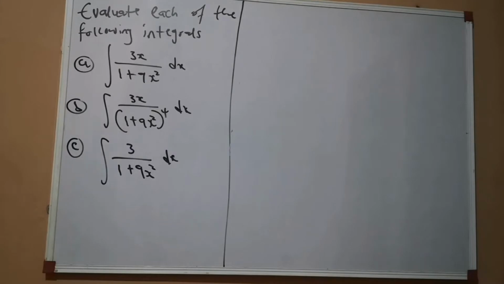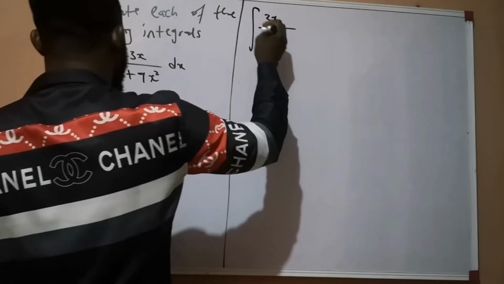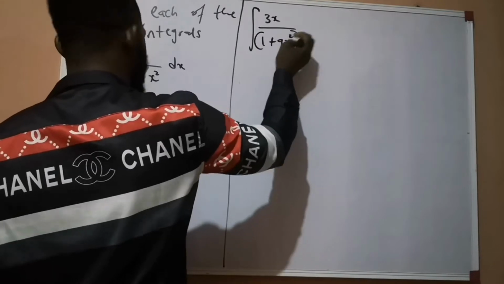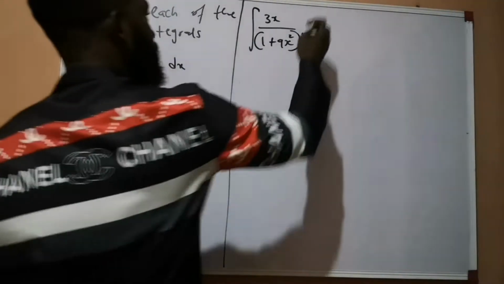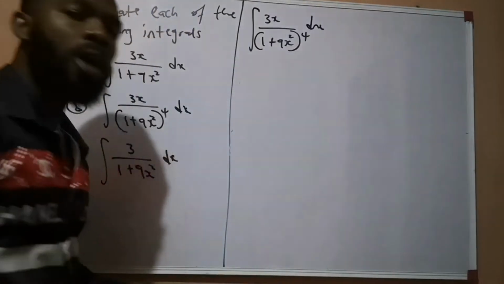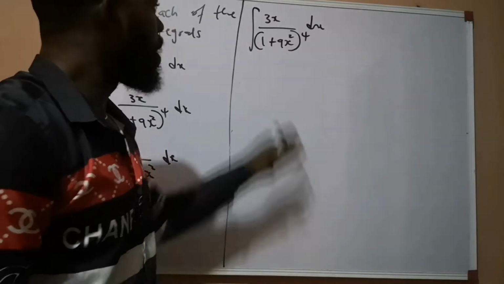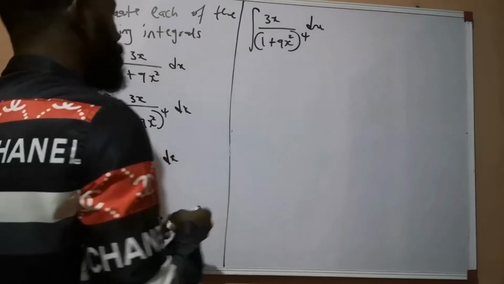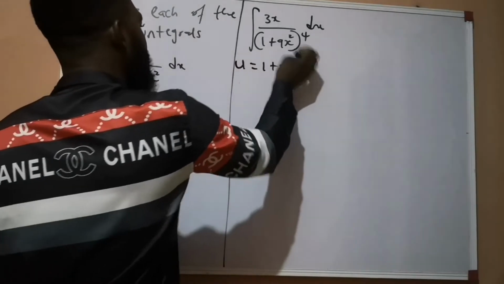Okay, question number 2. Question number 2 says integrate 3x over (1 plus 9x squared) raised to the power of 4, dx. Again, how do I solve this? We are going to be solving with the denominator. What we have in the bracket is 1 plus 9x squared, so it will be our u. So automatically again, u is equal to 1 plus 9x squared.